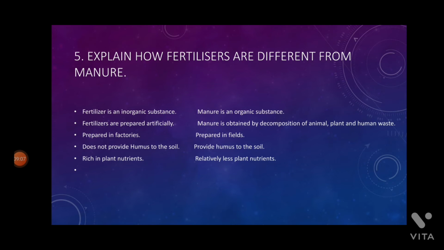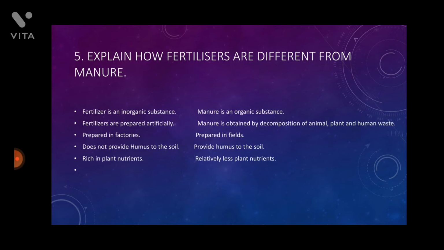Fifth, explain how fertilizers are different from manure. Fertilizer is an inorganic substance. Manure is an organic substance. Fertilizers are prepared artificially. Manure is obtained by decomposition of animal, plant and human waste. Fertilizer is prepared in factories and manure is prepared in the field.